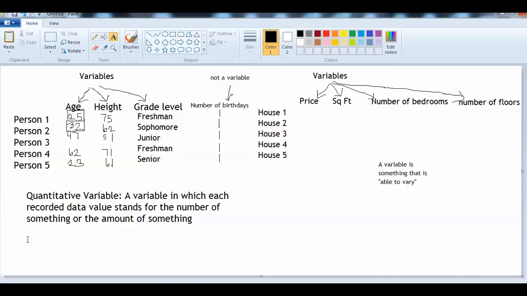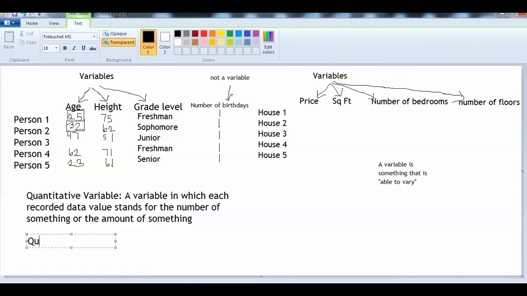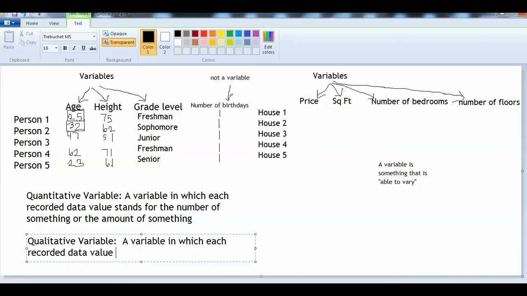So what about something that's not quantitative? The opposite is a qualitative variable, or sometimes it's also called a categorical variable, which is a variable in which each recorded data value puts a person, animal, or thing into a certain category.